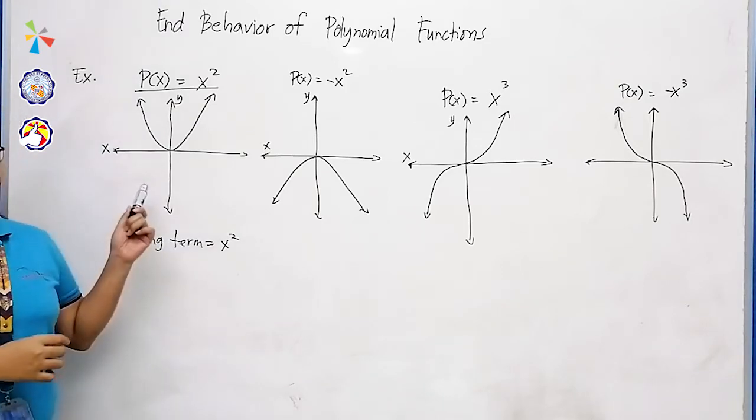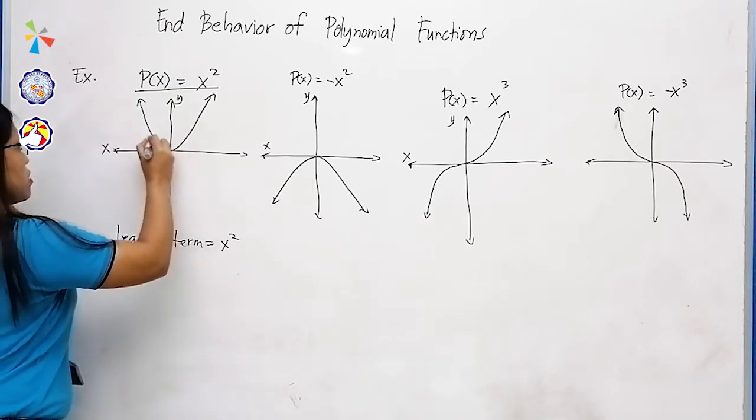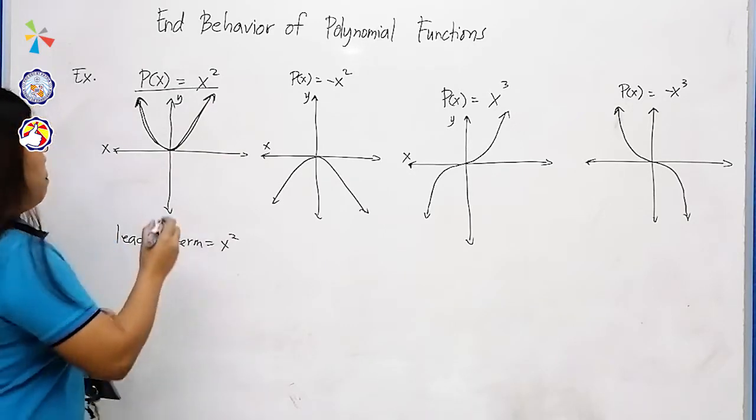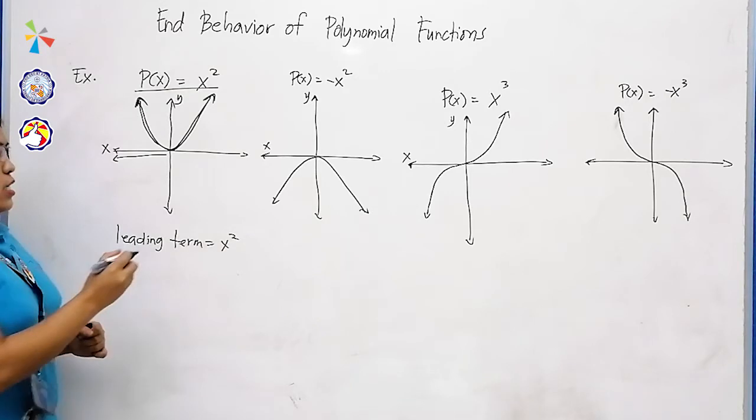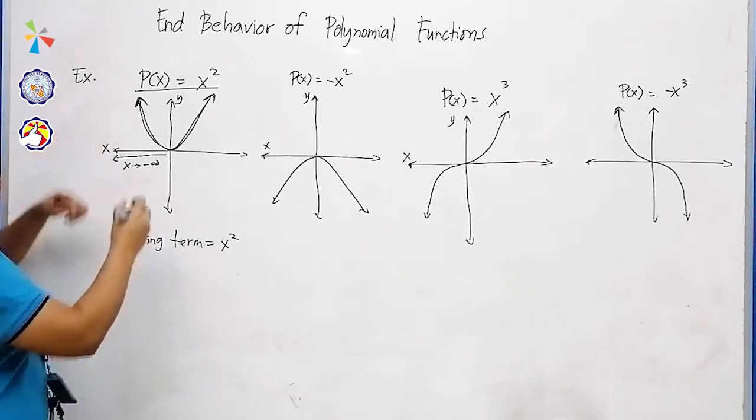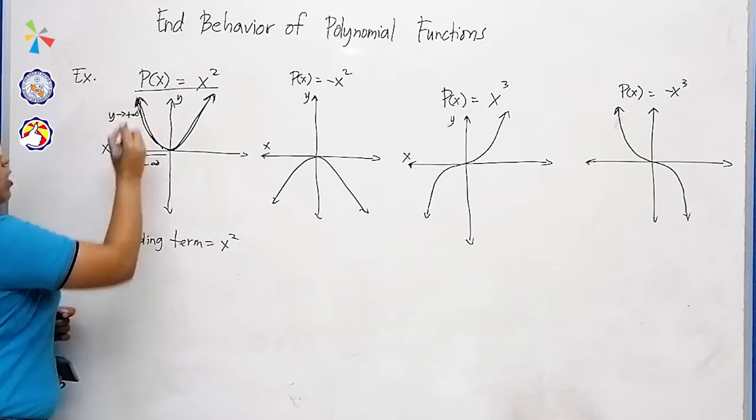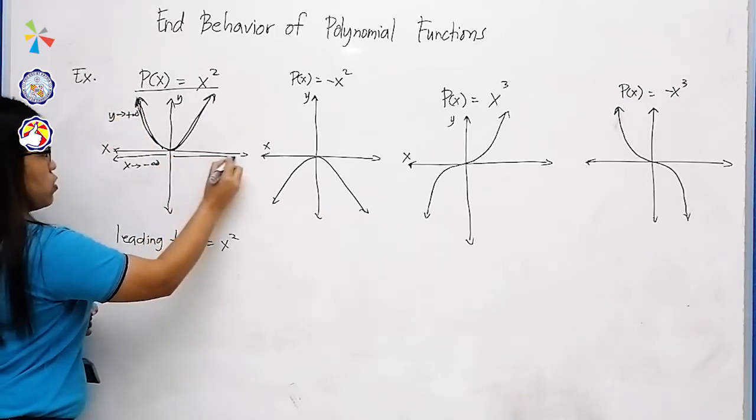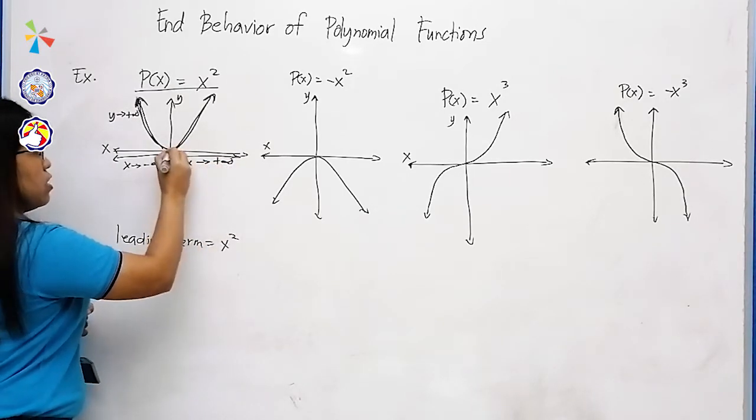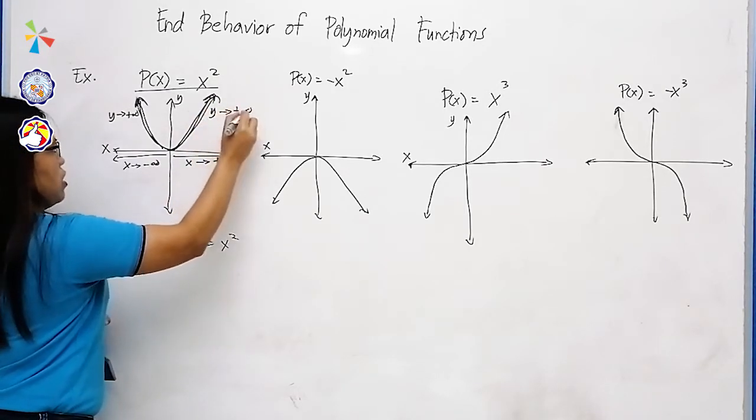Now, if you look at the graph carefully, we see that both ends of the parabola, the left side as well as the right side, approach positive infinity. Meaning, as the value of x decreases, or as x approaches negative infinity, the left side of the graph approaches positive infinity. While on the other side, as we increase the value of x to positive infinity, the right side of the graph also approaches positive infinity.